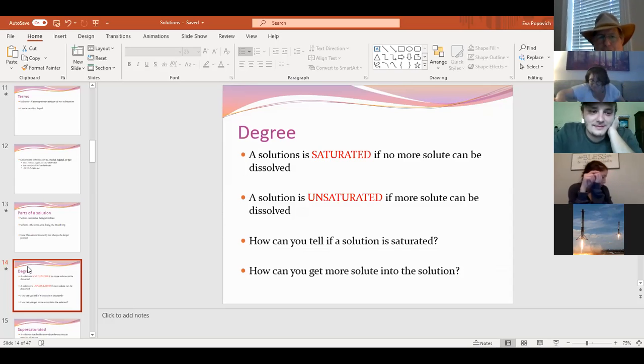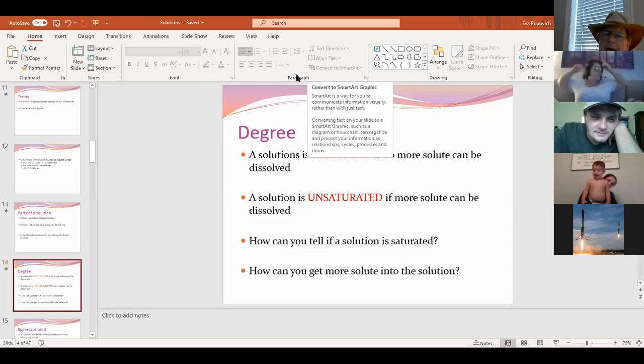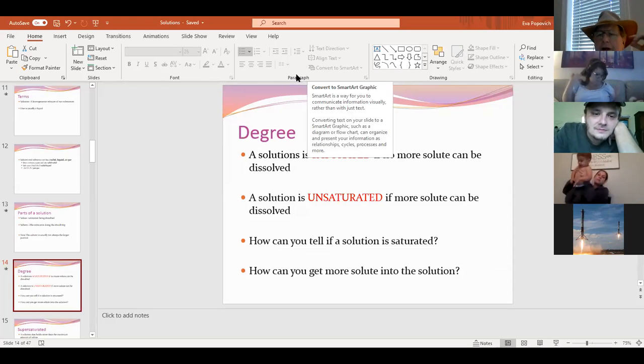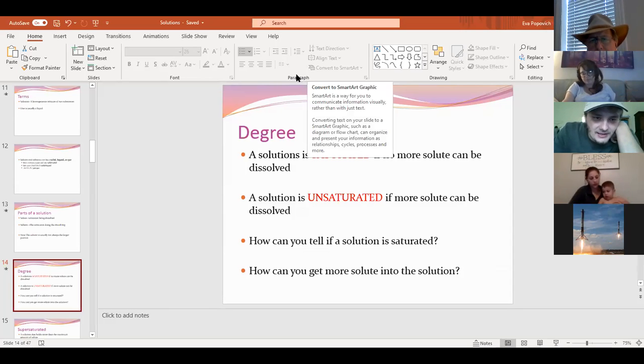I'm sure, Hunter. So if we have a saturated solution, we also have the other end of it, which is unsaturated. If you can put more solute in, then it is unsaturated. Hey, I have a question. Go ahead, Hunter. If you put more solute in something that's already saturated, will it not dissolve? No, it won't.